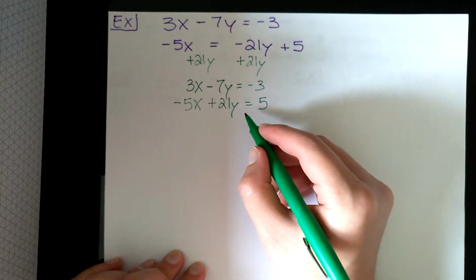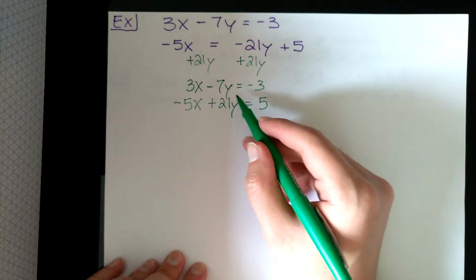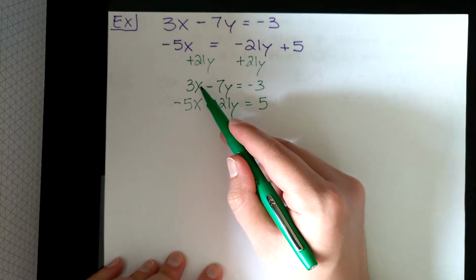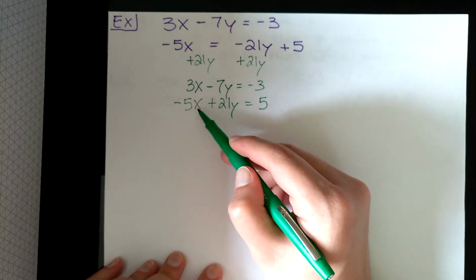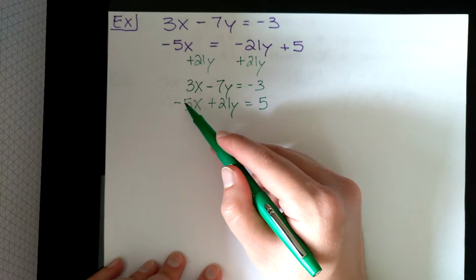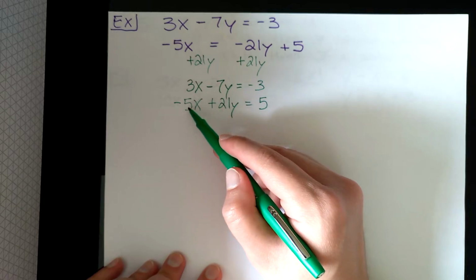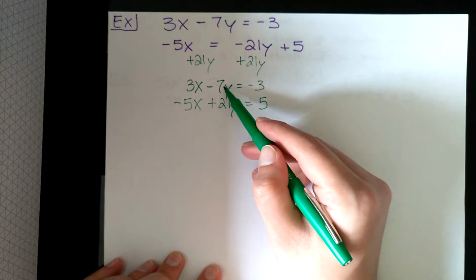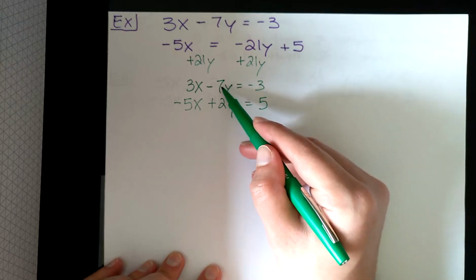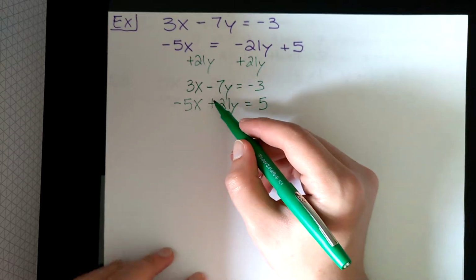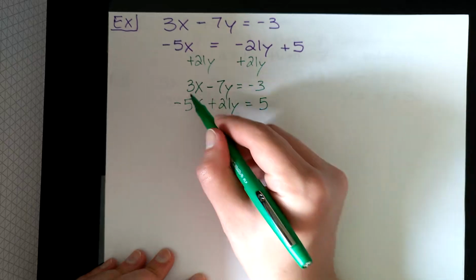And now from here, we need an opposite value for one of the variables. If we wanted to get opposite values for the x's, we'd have to multiply the first equation by 5 to get 15, and the second equation by 3 to get negative 15. But to get opposite y's, we would only need to multiply the first equation by 3 to get negative 21 and positive 21. So we'll just do that, as it'll be a lot faster.